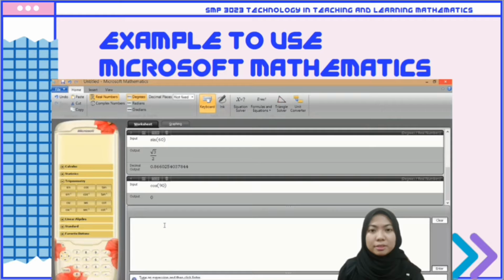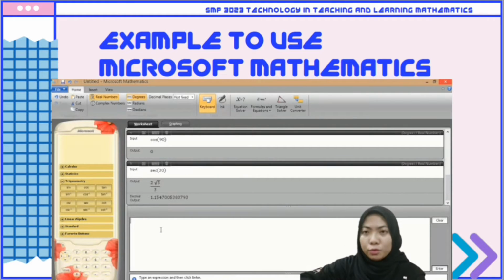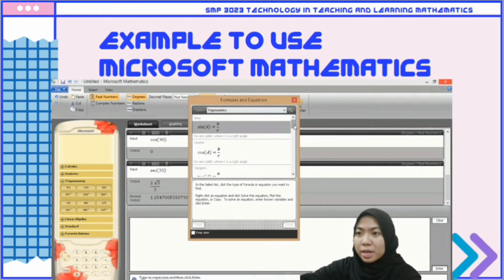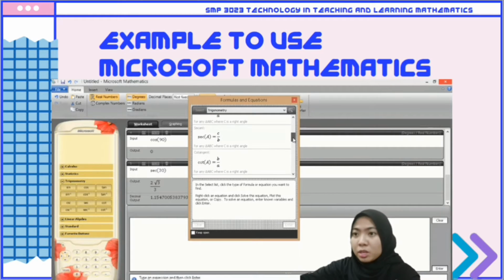Secant, and then we type secant 30, then the Microsoft Mathematics will give the answer. Okay, after that we go to formula and equation. There are algebra, geometry, trigonometry, physics, chemistry, law of exponent, and others. So we will look at the formula and equation of trigonometry.